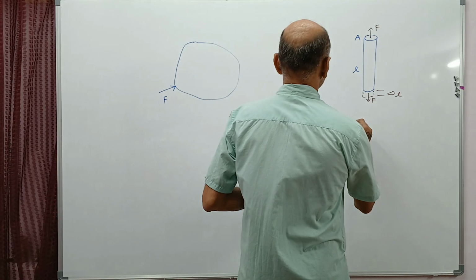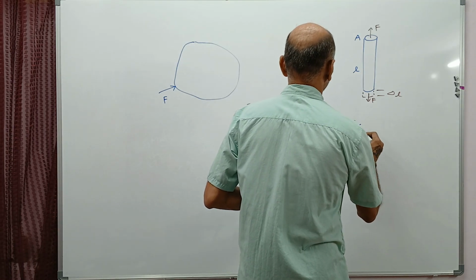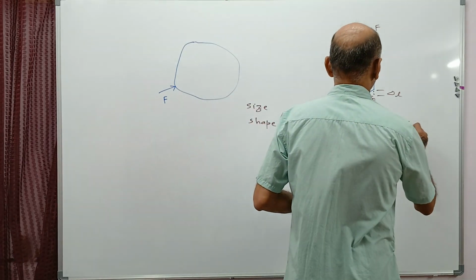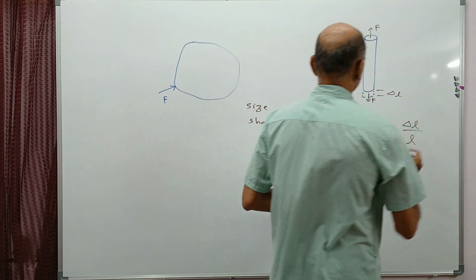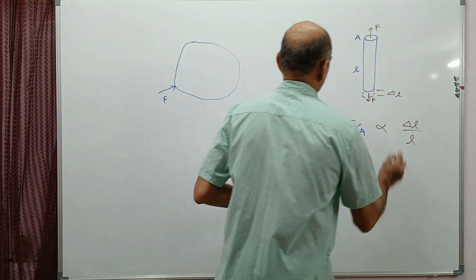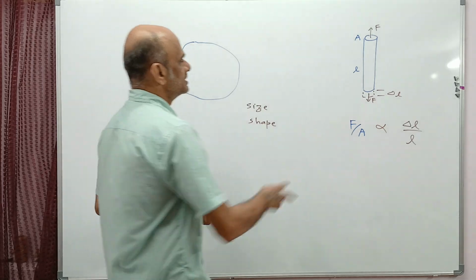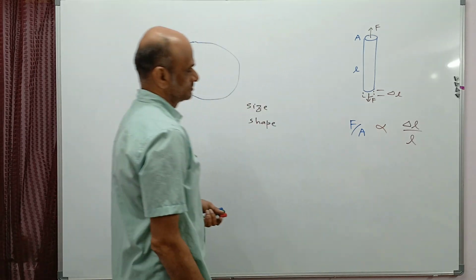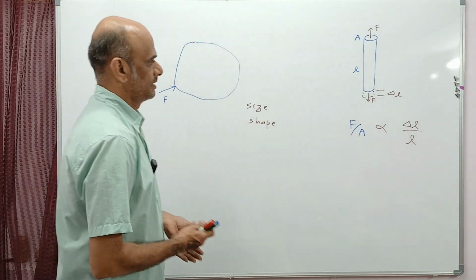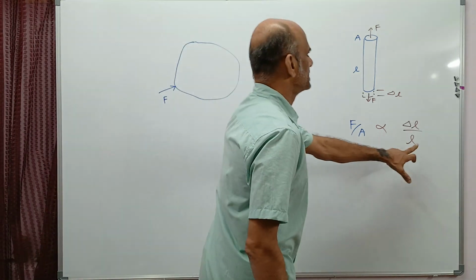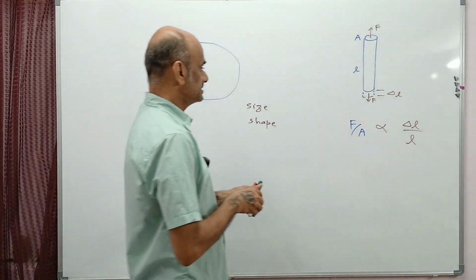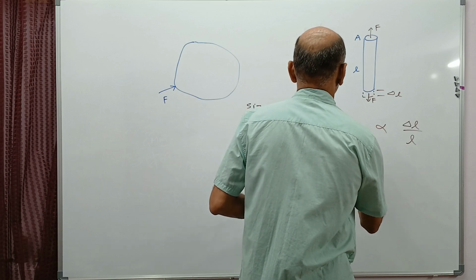But stress, which is force per unit area, and the strain, which is the measure of the deformation, given as delta L by L, these two quantities are directly proportional. If I double this one, then this thing will double. If I reduce this thing by half, then this thing will reduce by half. If the force is doubled and the area is doubled, then there won't be any change. So that's why this quantity is proportional to this quantity, and this is nothing but stress.